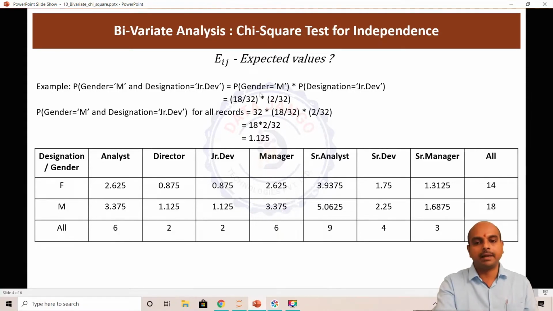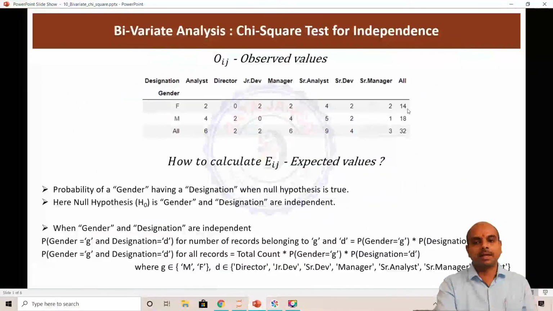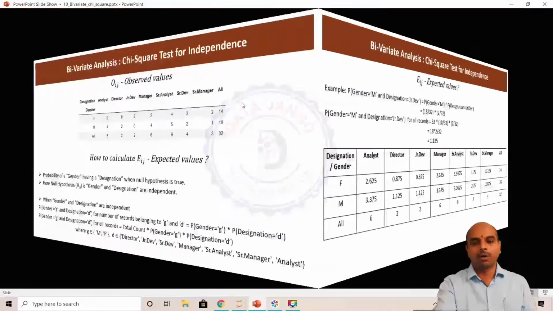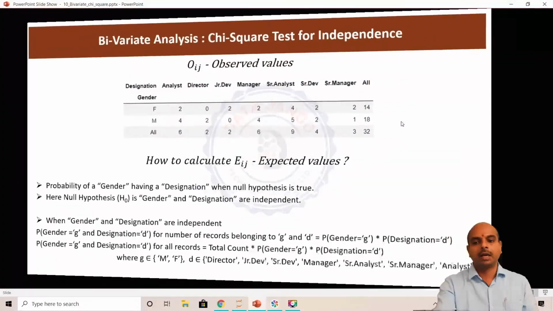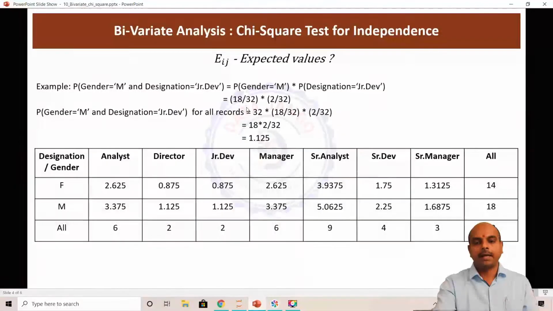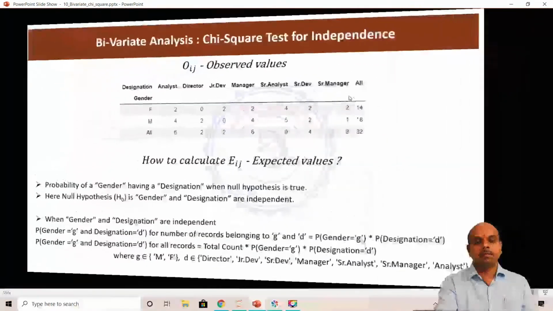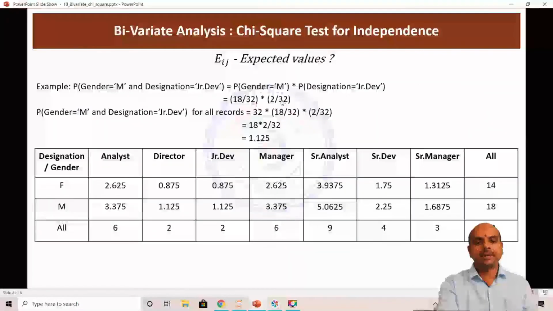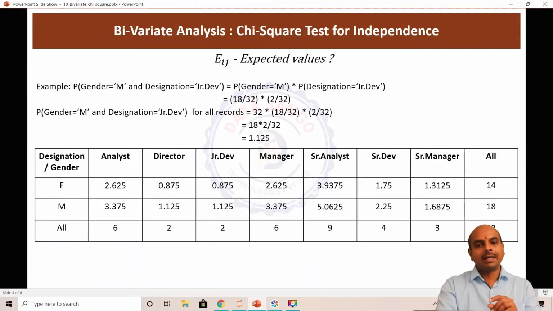So probability of male, how can you calculate that? How many male employees are there out of the total number of employees? That means 18 by 32. How many males are there is 18 and the total is 32. And the probability of junior developer, right? It can be found by how many junior developers are there out of 32, 2. So it is 2 by 32. This is for one designation and one gender.